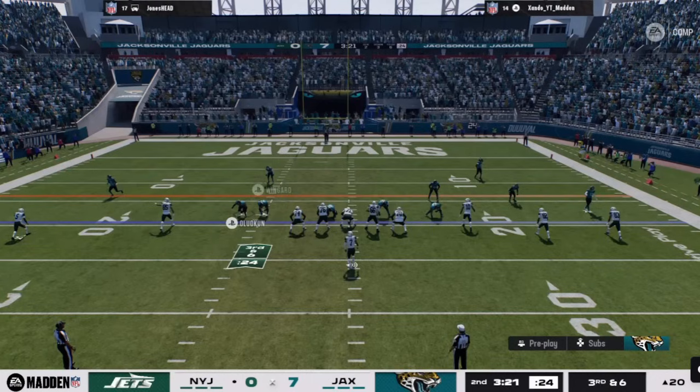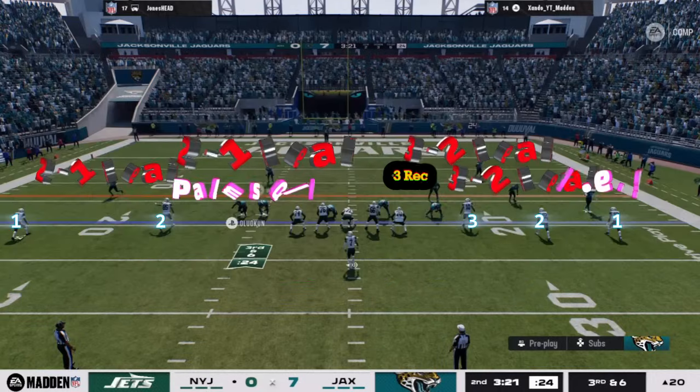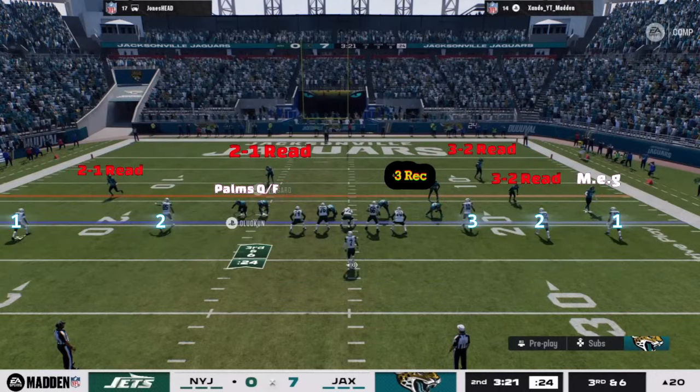So I'll throw it up on screen right now. There it is. Those are the rules. And I'll take it down and I'll go over it by telestrator really quickly.